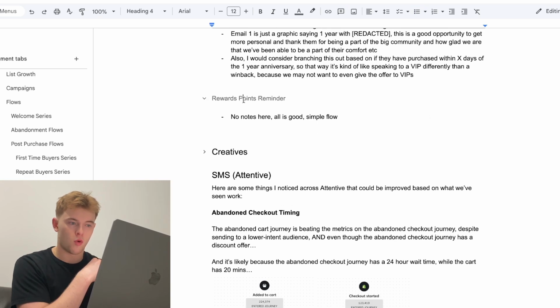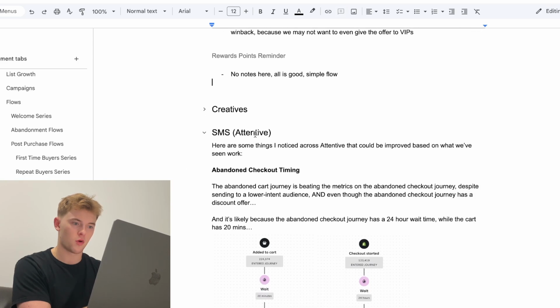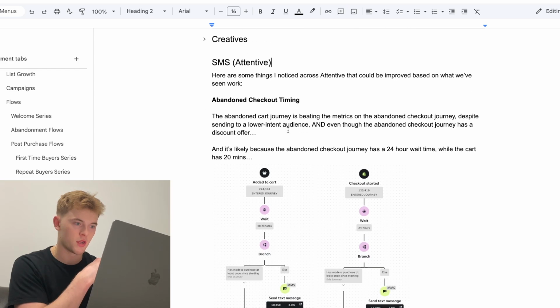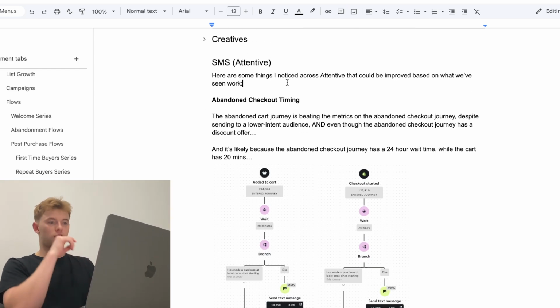And then they had a rewards points reminder flow. I had no notes there. It was just a simple email. All right, next for creatives. We're going to be skipping the creatives part because I couldn't really show you it without showing you their actual creatives. So we're going to skip straight to SMS.